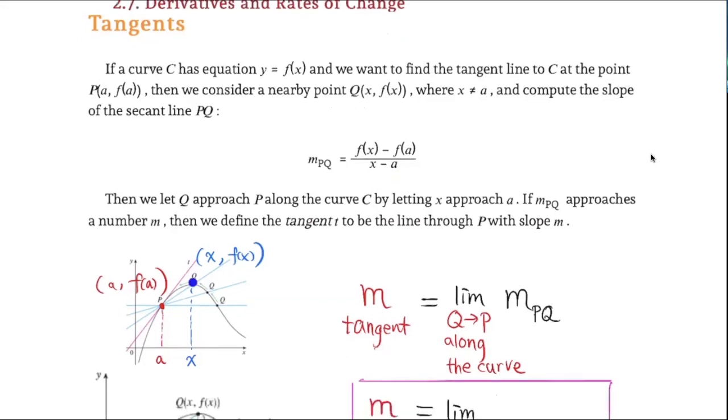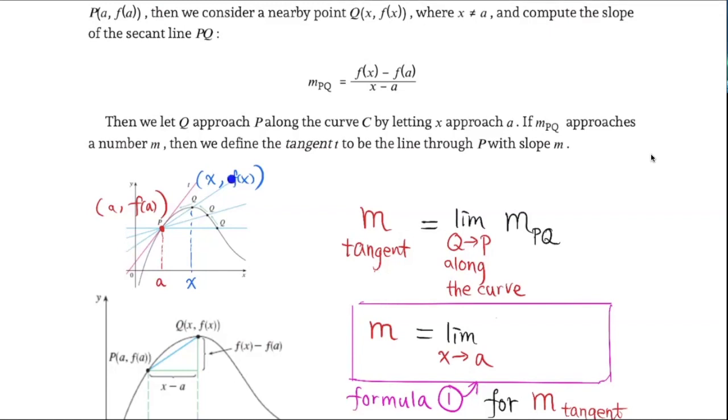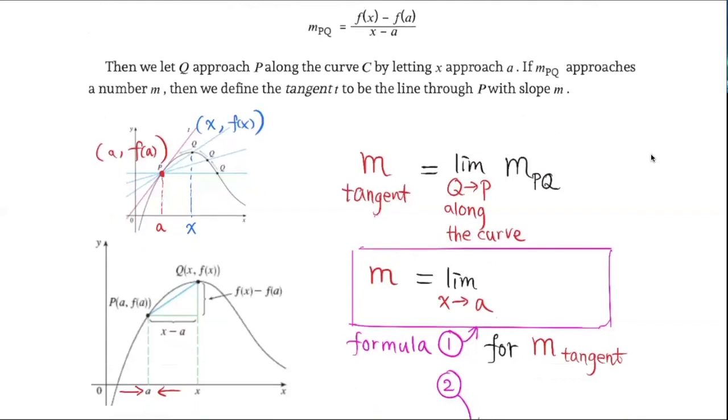And then we let this Q approach P along this curve by letting this x approach a. So when you move this Q along the curve toward P, the x is getting closer and closer to a. If the slope of this secant line approaches a number, say m, then we define the tangent line t to be the line that goes through P with the slope equal to m. We define the slope of this tangent line to be the limit of the slope of the secant line when you move Q along the curve, getting closer and closer to this point P.